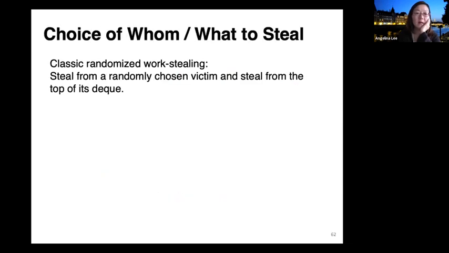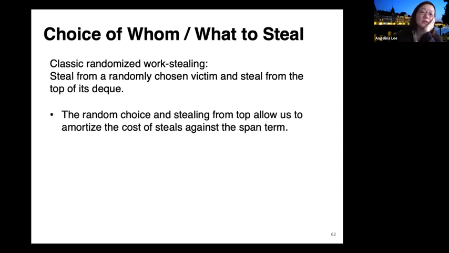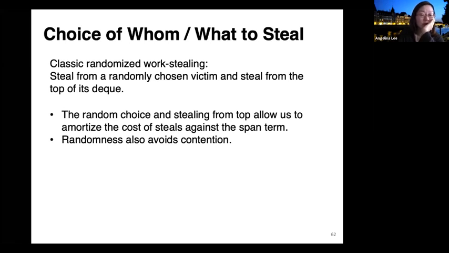Okay. Now, I want to say something about other design choices. I didn't really focus a lot on this, but in classic randomized work stealing, whenever a thief steals, it always steals from a randomly chosen victim and steals from the top of the stack. And there's a reason why we do this. We didn't get into a lot of the theory, but this random choice and the stealing from the top actually allow us to amortize the cost of the steal against the span term. This is how we are able to obtain the expected time bound of work divided by P plus big O of T infinity. And furthermore, the randomness also avoids contention, right?